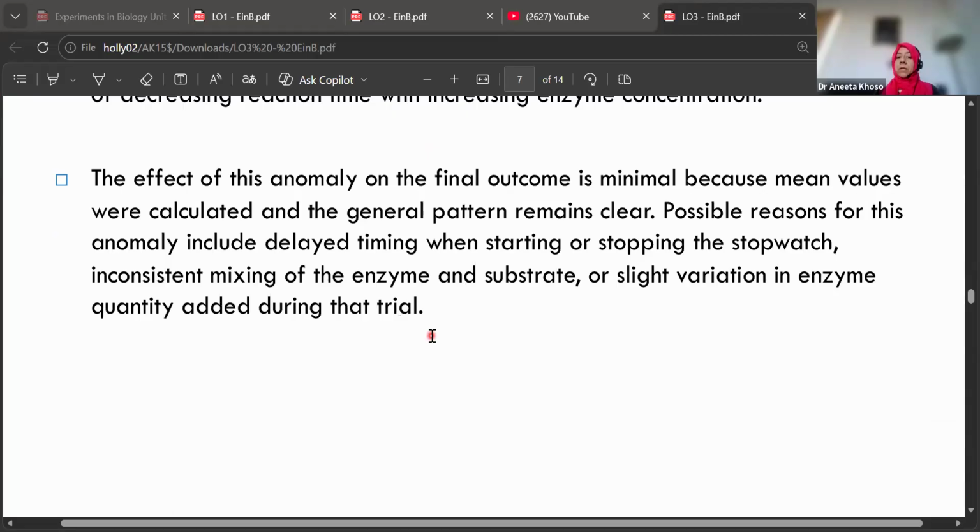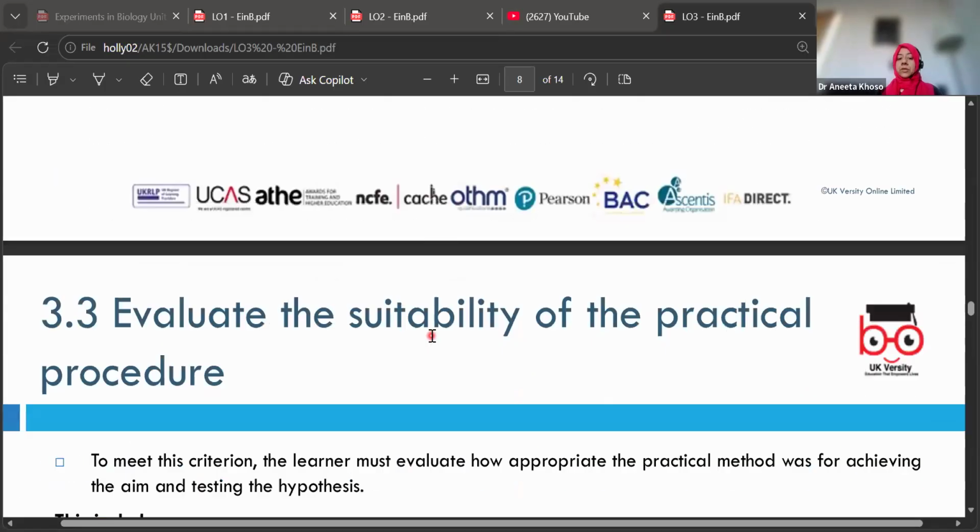The effect of this anomaly on the final outcome is minimal because mean values were calculated and the general pattern remains clear. Possible reasons for this anomaly include the delayed timing when starting or stopping the stopwatch. Inconsistent mixing could be there of the enzyme and the substrate, or there could be a slight variation in enzyme quantity added during the trial.